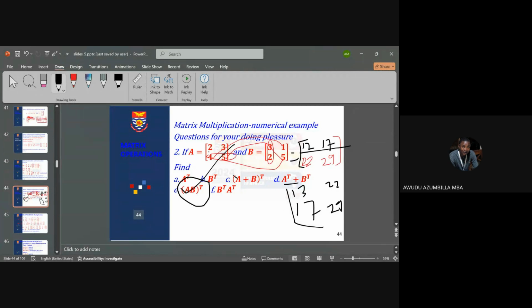But what about this one? This one means that you have to take the transpose of B first, transpose of A first, before you multiply them. That is what it means. So these are some.